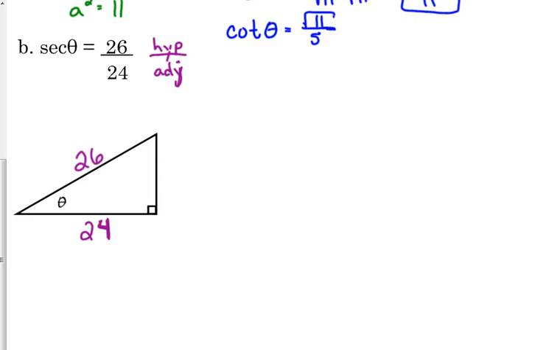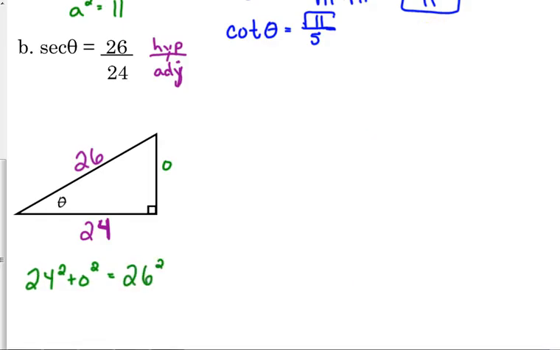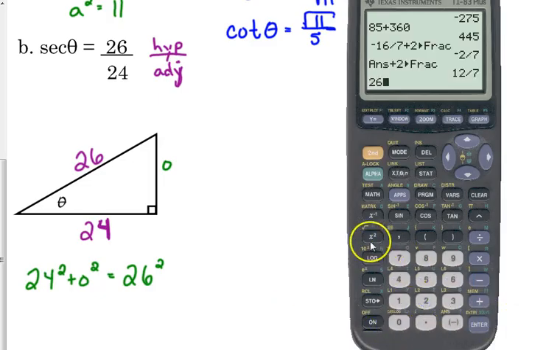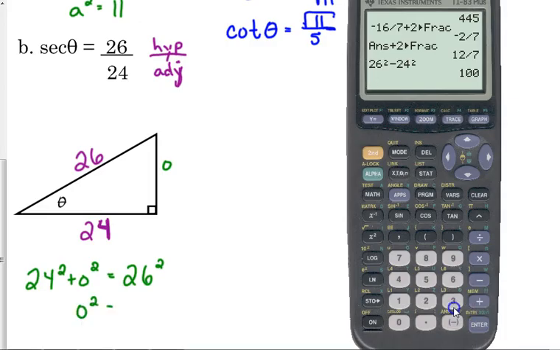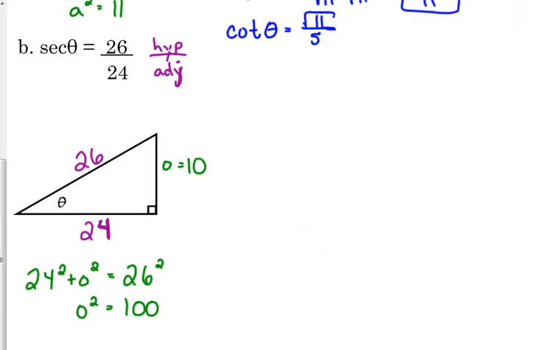All right? So in this case, we need to find the opposite. So 24 squared, and O is not the best variable to use because it looks like 0, but I'm going to roll with it right here. I do not know what 26 squared is right off the top of my head, nor do I know what 24 squared is. But 26 squared minus 24 squared is 100. So that's nice. That means our opposite is 10. That's where we should be looking, huh? Sometimes that happens. All right, so let's start at the beginning.